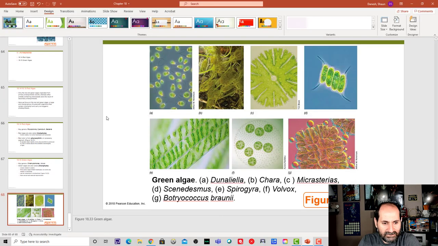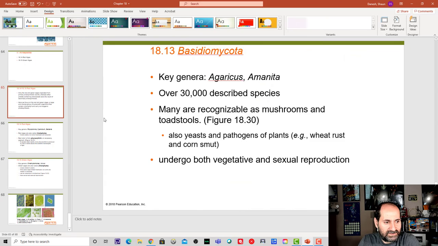All right, and that's about it. That's what I wanted to touch on for this chapter. And remember, the point of this chapter was to give you an appreciation of different types of eukaryotic microorganisms and show you the diversity and complexity of microbial eukarya.